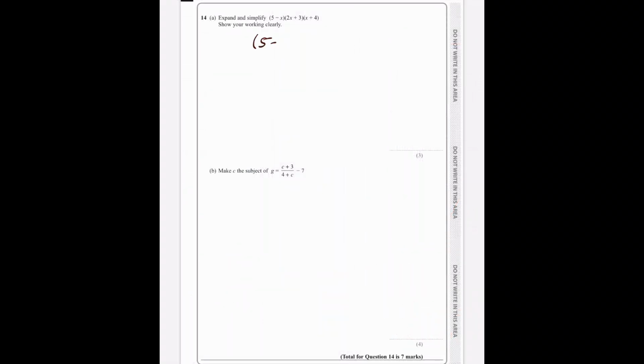Question number 14, expand and simplify. You can expand the first 2 brackets together and then multiply it by the third, or you can do the second and third and multiply it by the first, or indeed you can do the first and the third and multiply it by the second. It doesn't really matter. I've done the second and third, expanded those out, and then I've multiplied each component by the values in the first bracket and collected them together, giving me minus 2x cubed minus x squared plus 43x plus 60. And there's my answer.